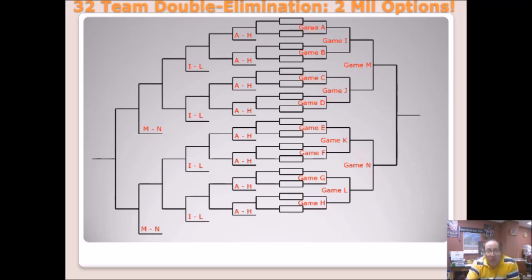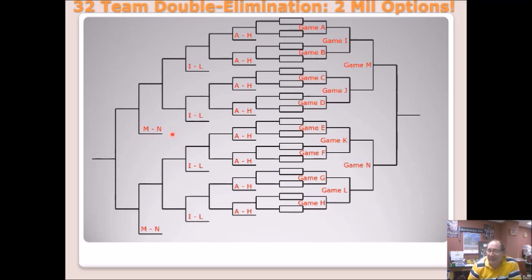If you think about the possibilities, the loser of game A here could go into this position or that position or that position; that one can go into any one of these positions. And once you do that, then the loser of game B can go into any one of the other positions, etc. The loser of game I can go into any one of these 4 positions, and so I, J, K, and L can be distributed throughout there. And then M and N, there's only 2 options in here. If I did my math right, I think there's 2 million different ways that you can do this.